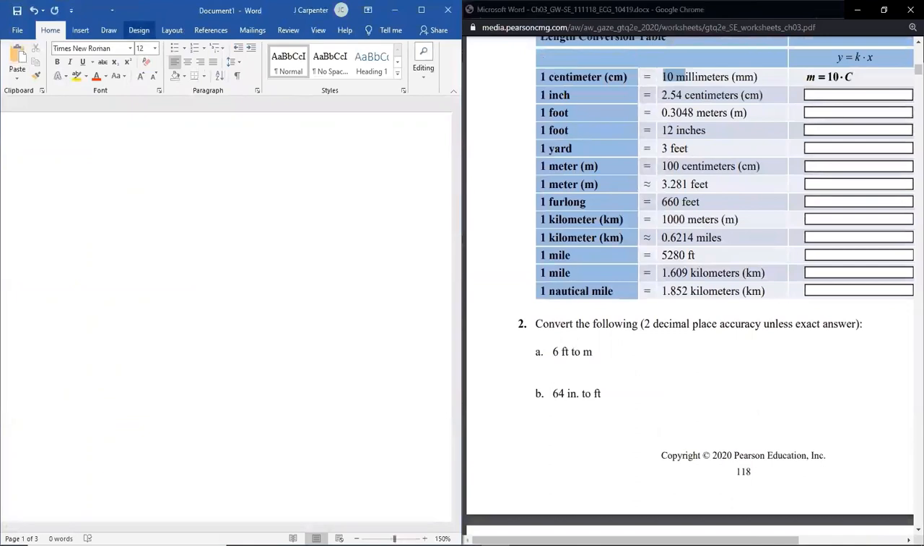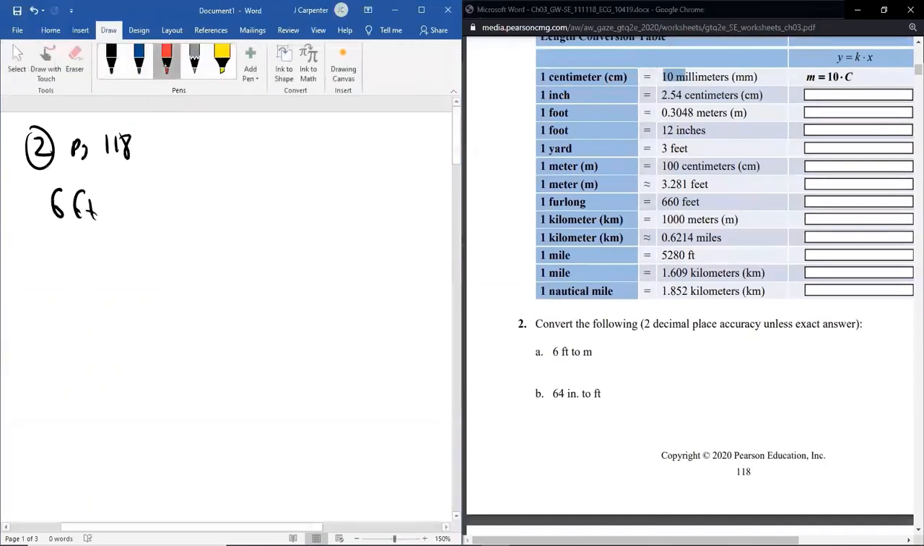All right, so for number 2, this is on page 118. This is not discussion board. We're going to convert 6 feet to meters, and they give us this table above to use for problem number 2. So we start with 6 feet, and we're going to multiply by a fraction, maybe 2 fractions, maybe 3 fractions, we'll see, in order to go from feet to meters.